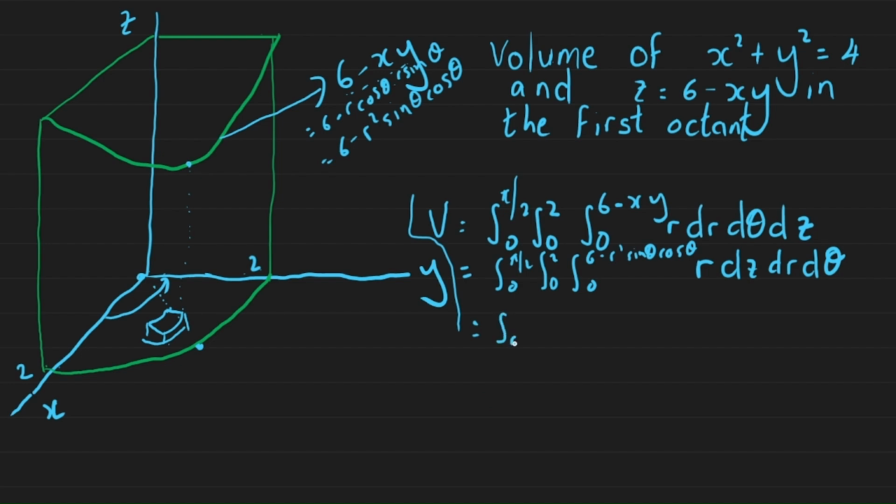So if we do that, we just get from 0 to pi over 2, 0 to 2, and then r multiplied by z, and z is 6 minus r squared sin theta cos theta. So we can just multiply it out now while we're at it. So we get 6r minus r cubed, basically that r multiplied by this upper boundary, sin theta cos theta. And then dr d theta.